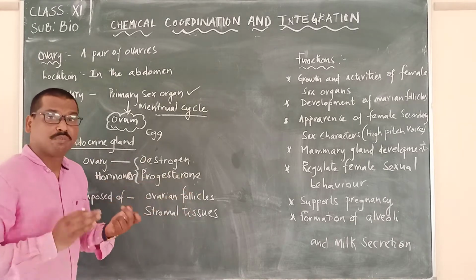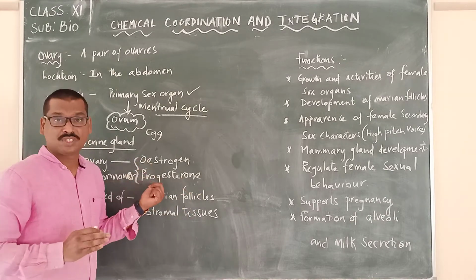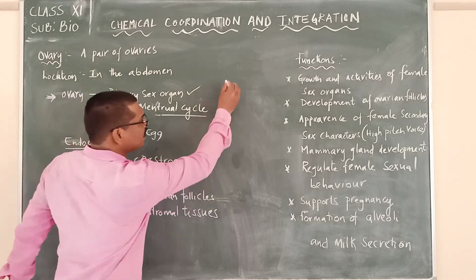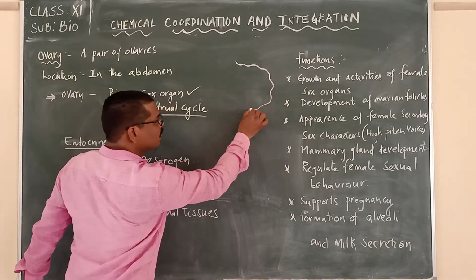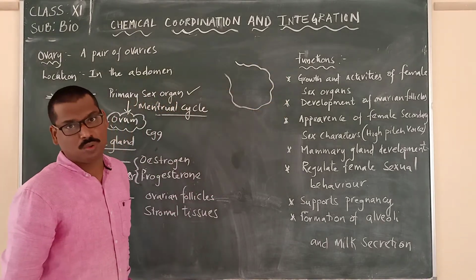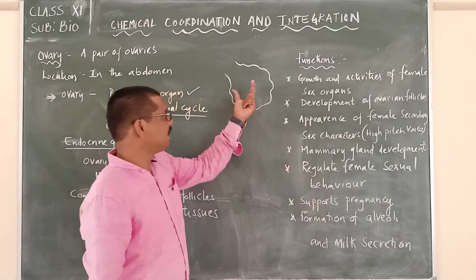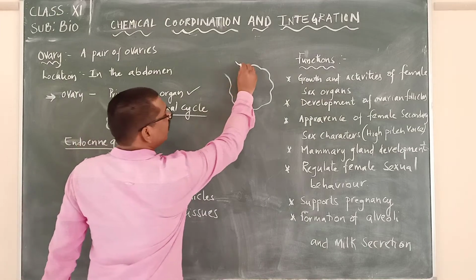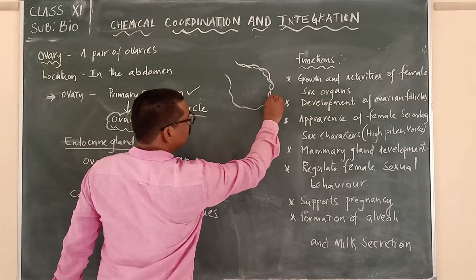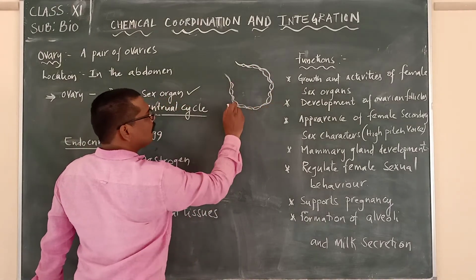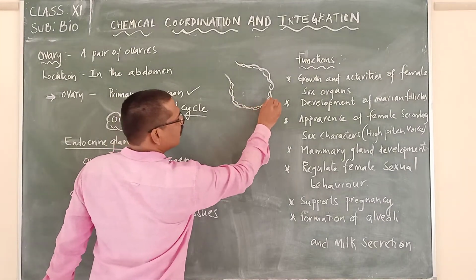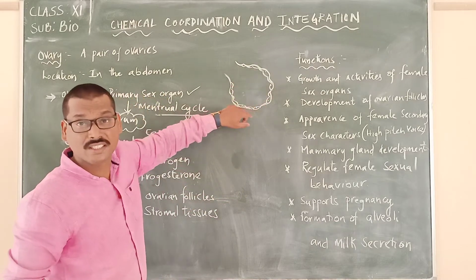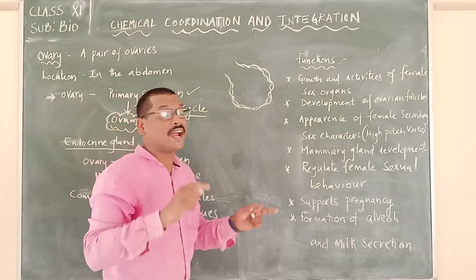Now let us look at which parts produce these two hormones. Inside the ovaries, let us say this is one ovary, maybe on the left side. The whole ovary can be divided into different parts. The line where I am dotting is called the germinal epithelium layer. So ovaries are lined with the germinal epithelium layer.